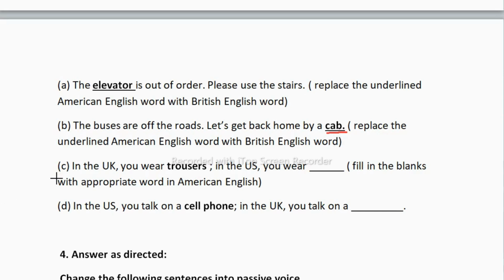Now in the C1, in the UK you wear trousers, in the US you wear what? So here fill in the blanks with the appropriate word in American English. In British English, in the UK you wear trousers. The same word in America, what do they call it? Trousers they call pants.